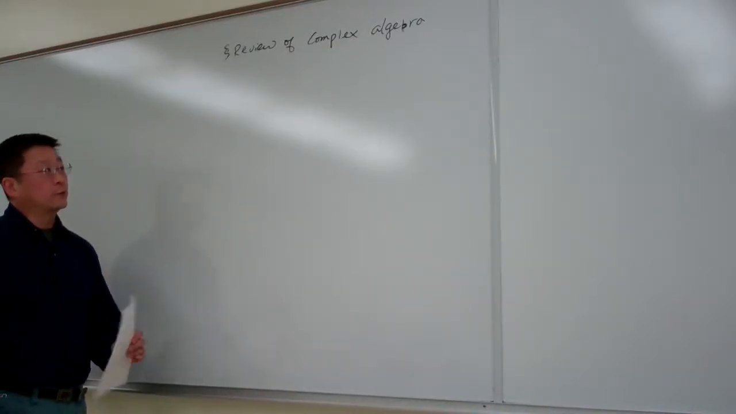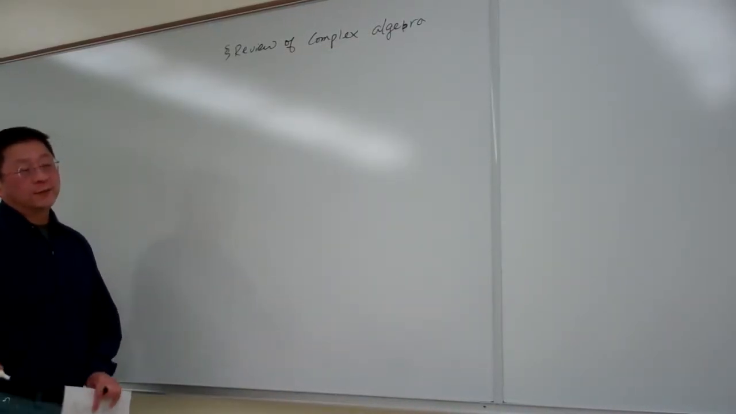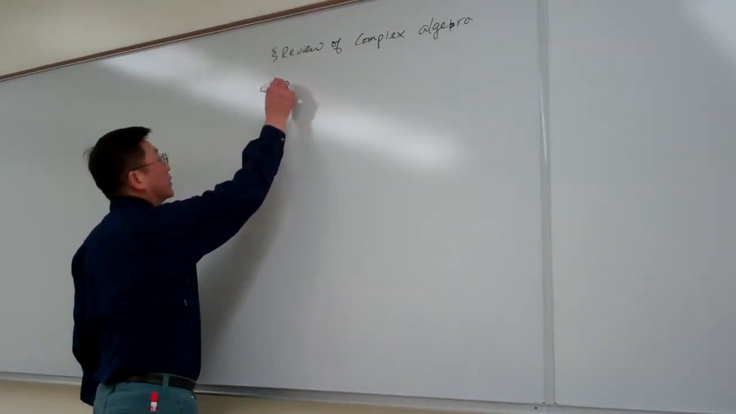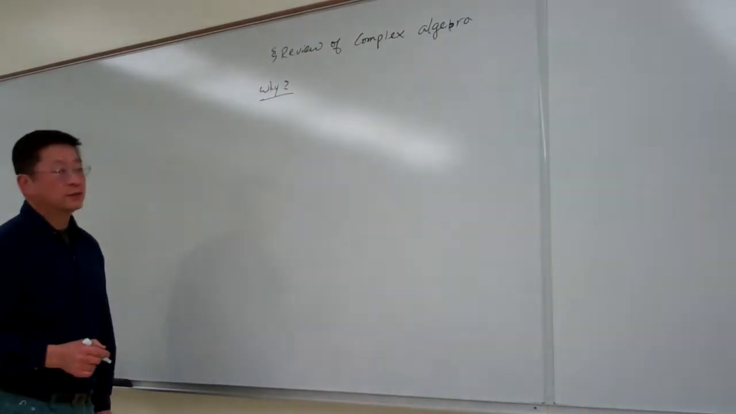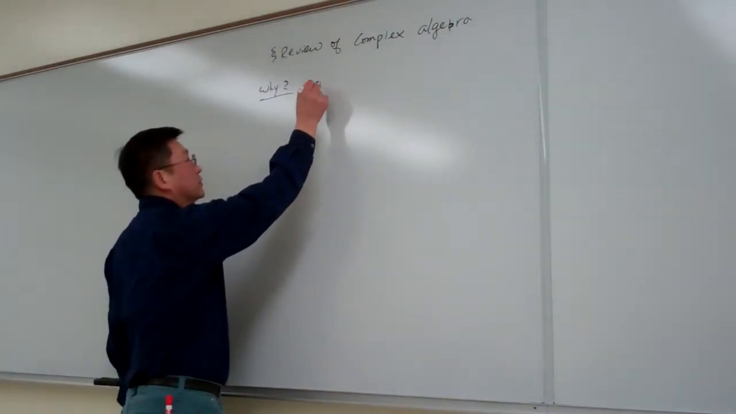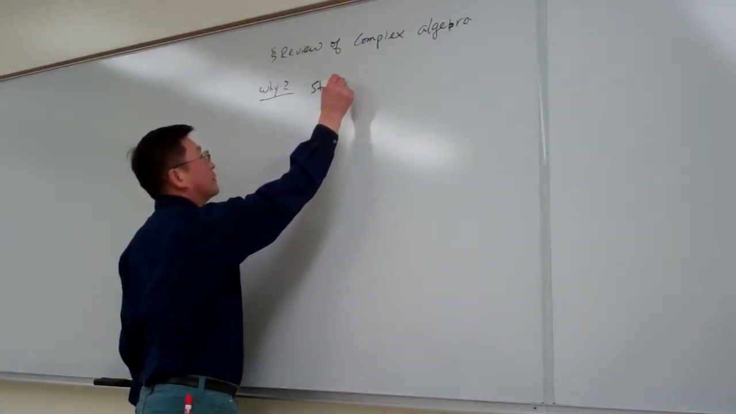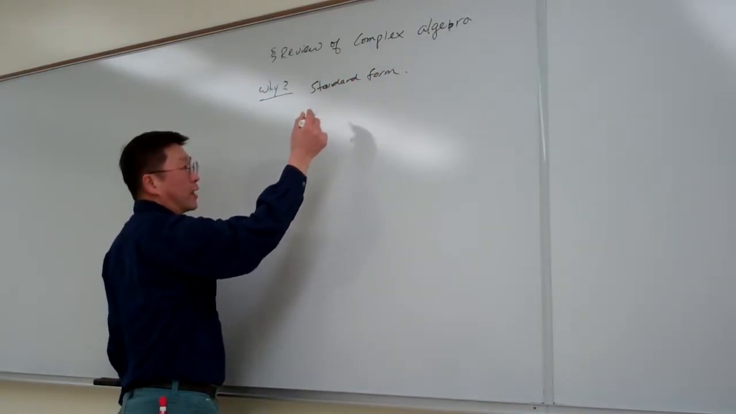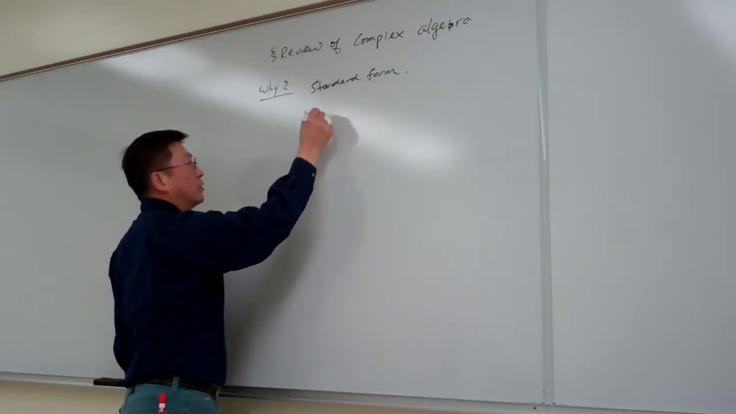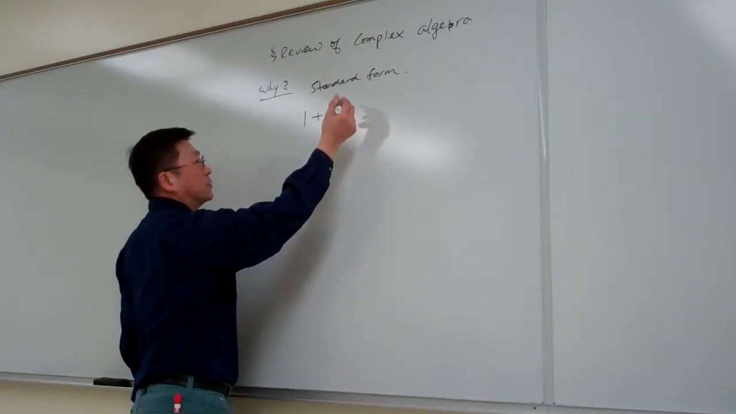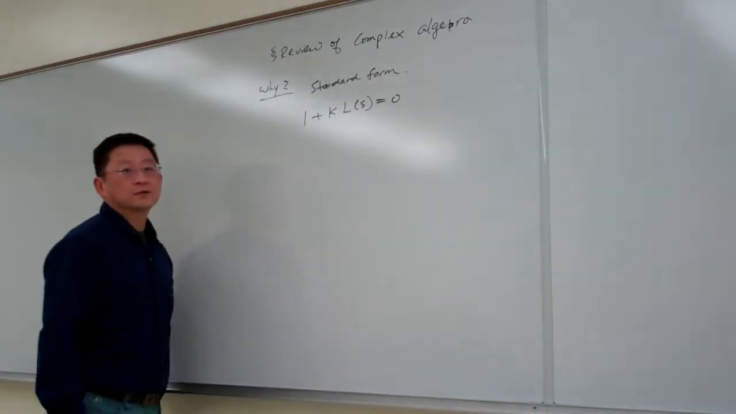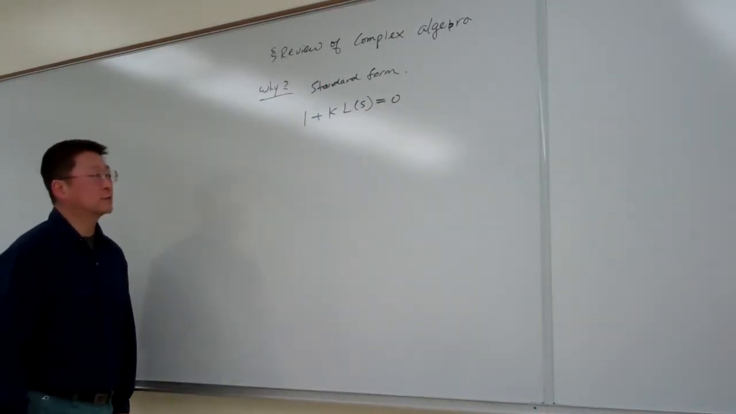I will give a review of the complex algebra, and the reason why we need this. I'll give you the reasons. From our standard form of plotting the root locus, which is 1 plus k times, let me put it in general description, it's something like this. Okay, so that is our standard form for this.